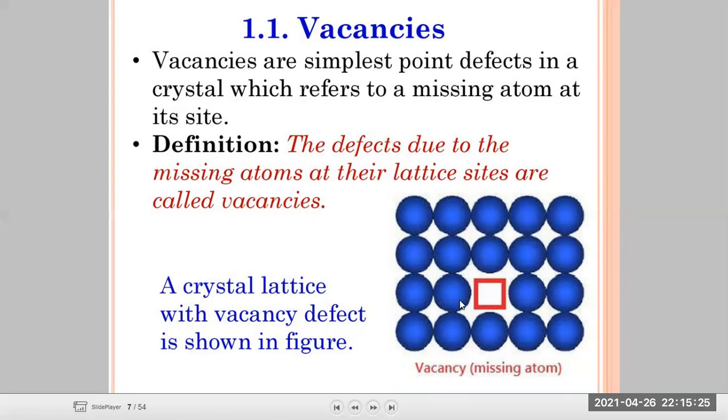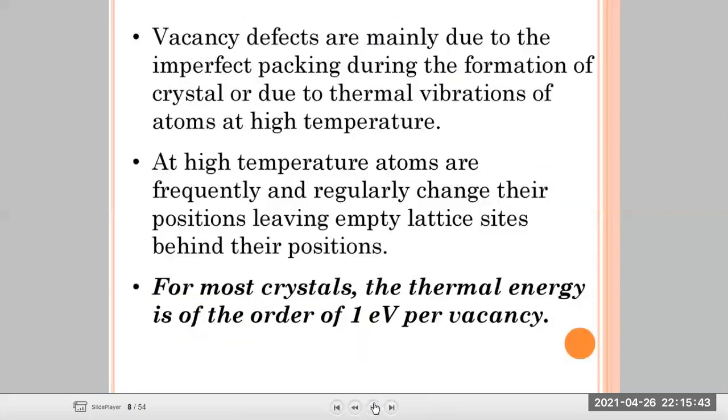So what is actually the meaning of vacancy? The defect in which there is missing of the atoms at the open space. You can see the missing of the atoms at the regular site, which is vacant, in the regular arrangement of the atoms, right? So now we move to the next one.